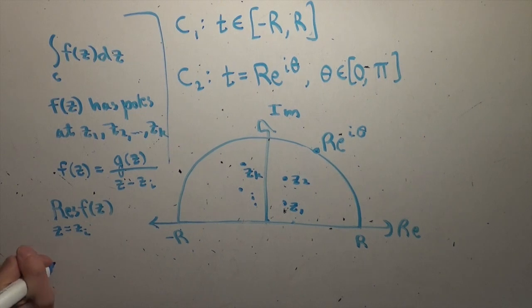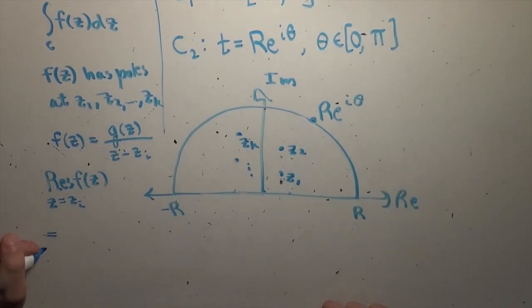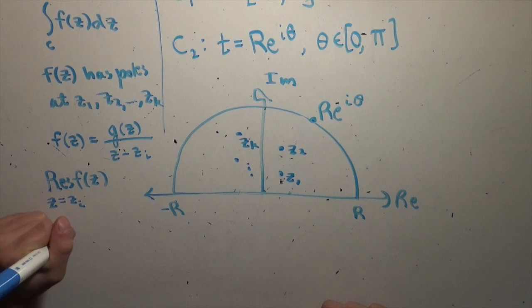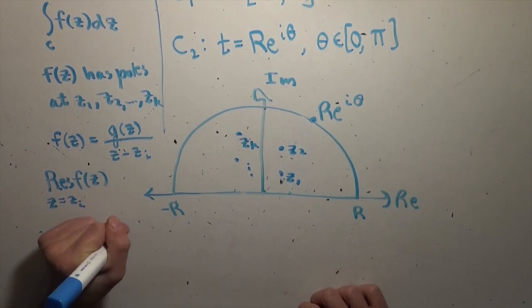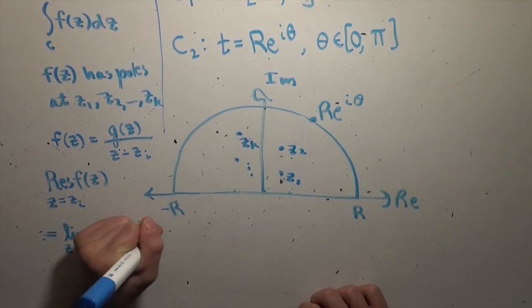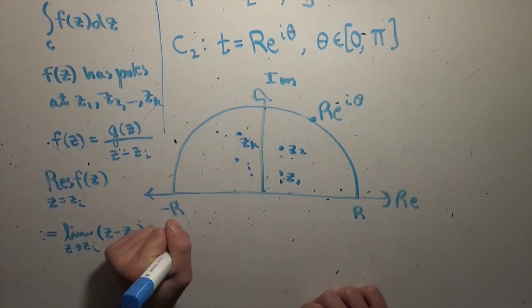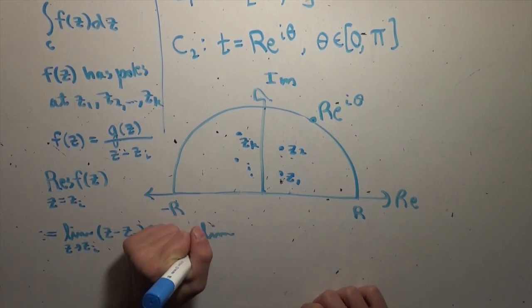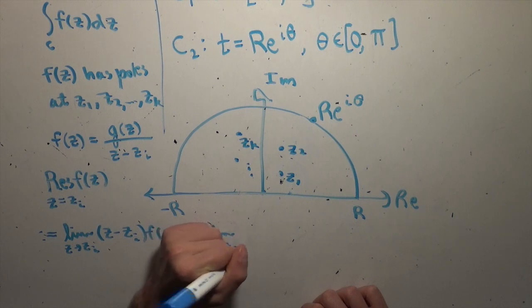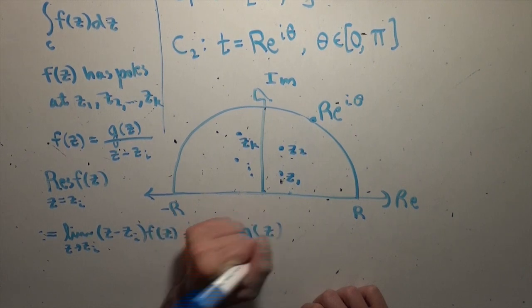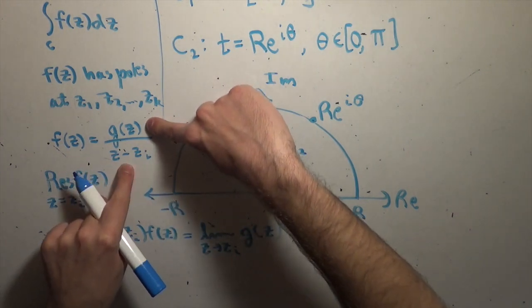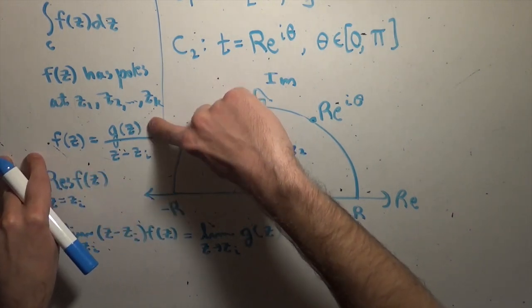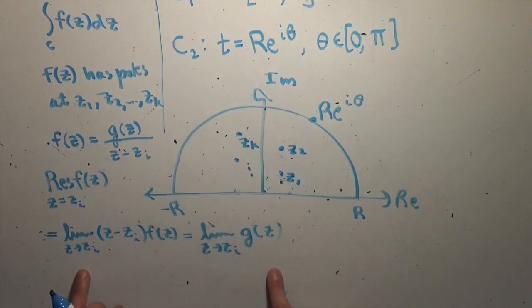is defined as the limit as z approaches zi of z minus zi times f of z, or the limit as z approaches zi of this g of z that I mentioned before, where g of z is just f of z, but without the factor in the denominator. So you could think of this as just being multiplied over, just leaving g of z. So that's why these limits are the same.